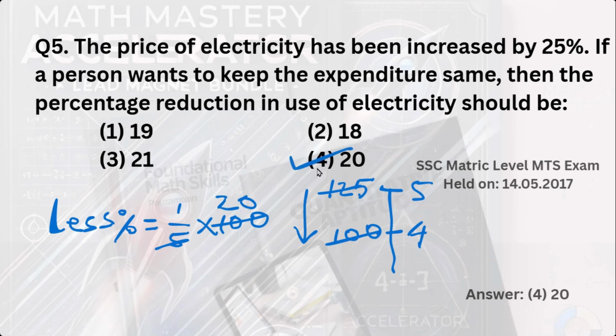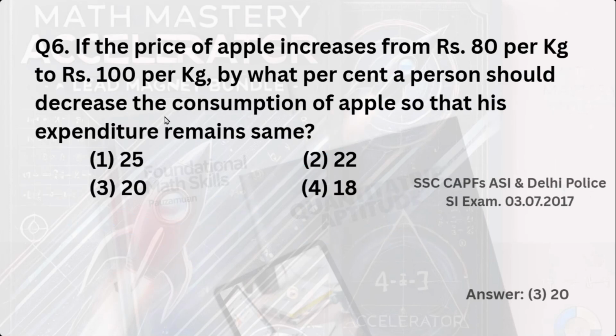I'll move faster, okay? Question number 6. If the price of apples increases from Rs 80 per kg to Rs 100 per kg, by what percent should a person decrease the consumption of apples so that his expenditure remains the same? The two numbers are 100 and 80. Cancel it. 2 fours are 8. 2 fives are 10.